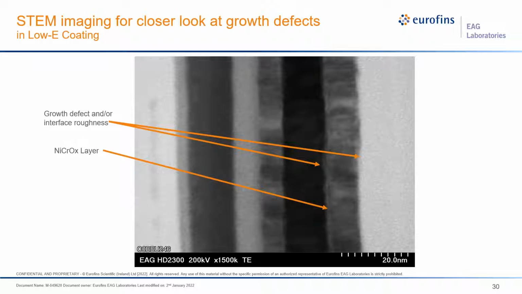This is where the SIMS and TEM combination is very useful, because sometimes without doing the SIMS, you may miss this very thin layer in low E glass coating analyses. And combining them allows you to hone in on these areas and study what's going on at this interface.